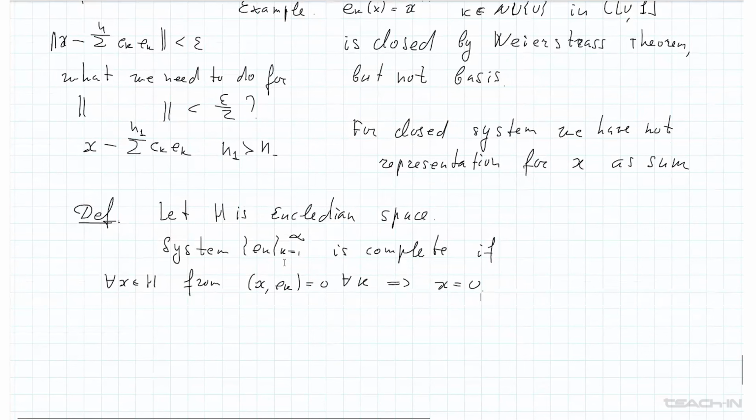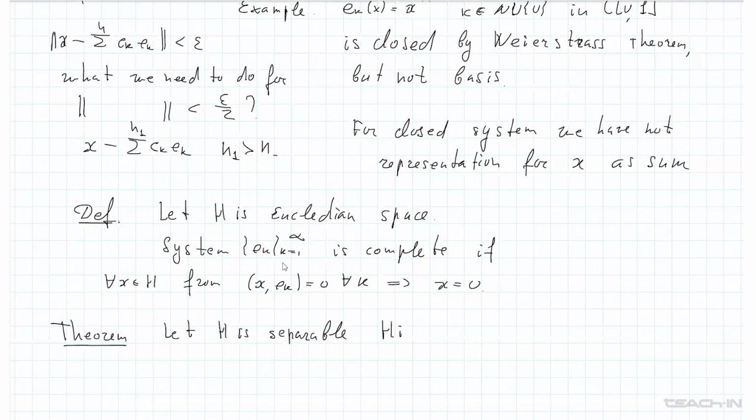And theorem one. Unfortunately, I think we have no time to prove it. Maybe we take some minutes from the seminar to finish it. Theorem. Let H be a separable Hilbert space, infinite dimensional, and e_k an orthogonal system.